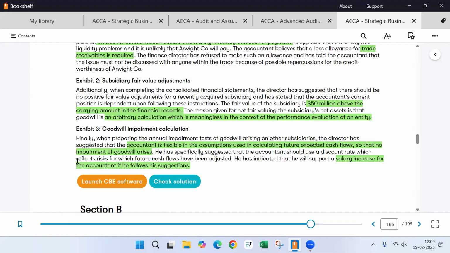Right? So the inappropriate financial reporting arises if the risk and issues involved with the company are not appropriately presented. Is it clear? Right? Now, what are the ethical issues we have identified here? What are the ethical issues we have identified?